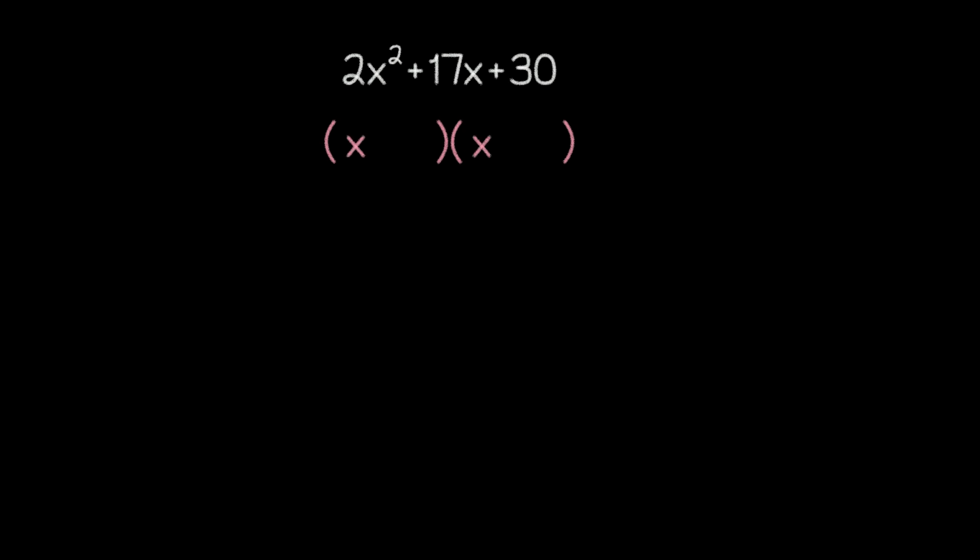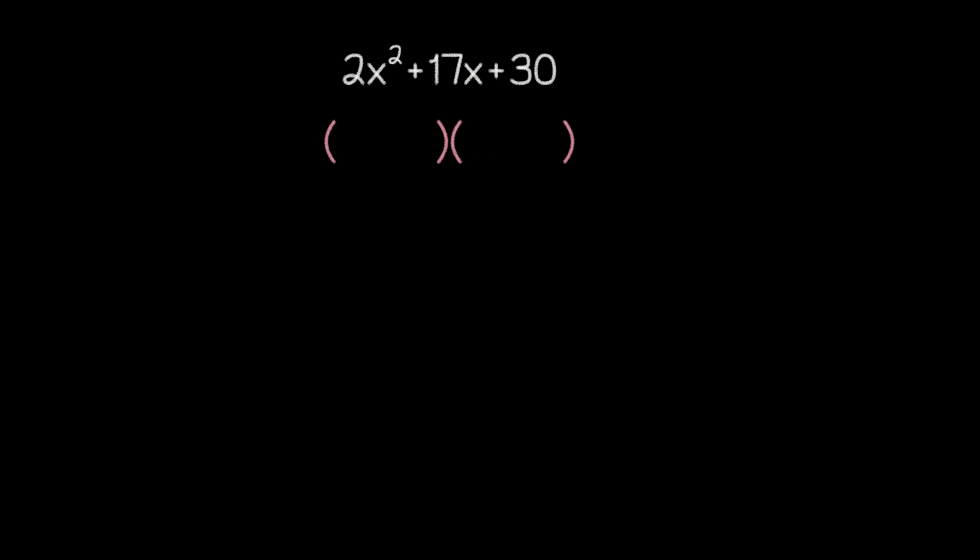It's now time for us to learn how to deal with leading coefficients other than 1 that can't be factored out as a greatest common factor. In fact, let's start with the expression that we were unable to factor in our last section, 2x squared plus 17x plus 30. We'll start this process by writing the parentheses for our linear factors. But instead of just placing an x in each factor, we have to put a bit more thought into the linear term of each factor.